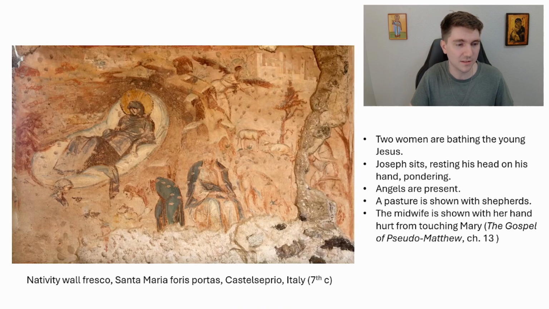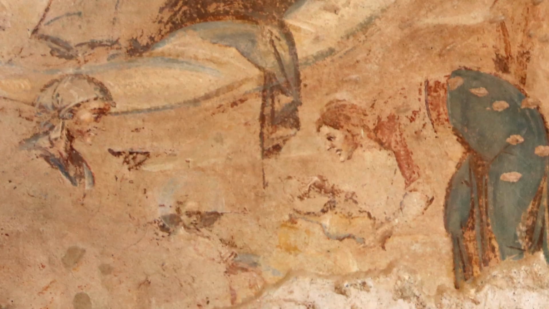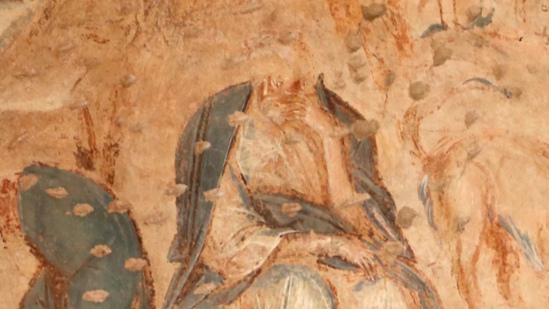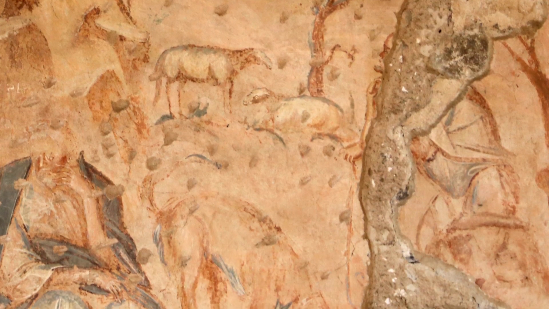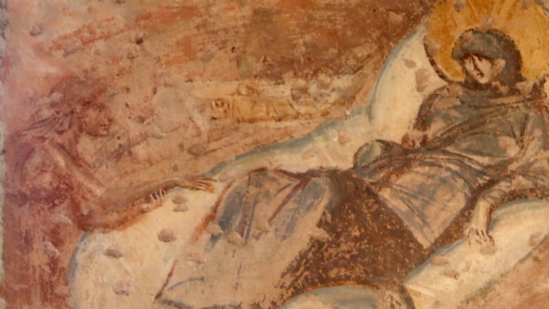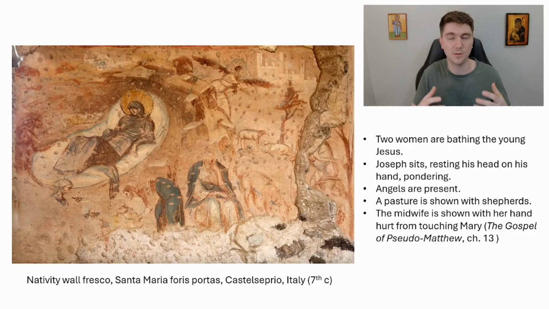Here's another example. This is a wall fresco from Santa Maria fuori Portas in Italy. And you can see Mary there reclining. The two midwives are still visible. Joseph is visible. The pasture angels. A shepherd is there. And one of the midwives is holding her hand by Mary. That's a part of that apocryphal account, that her hand got injured because she touched Mary, but then she touched Jesus and her hand was healed. So that's, again, part of that pseudo gospel of Matthew.